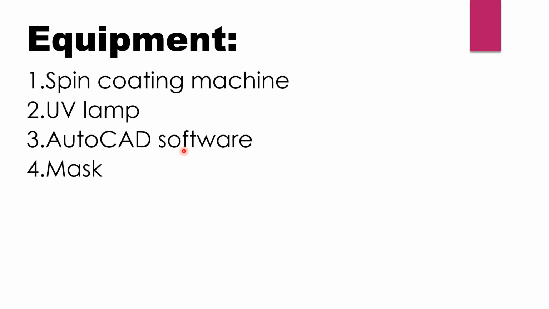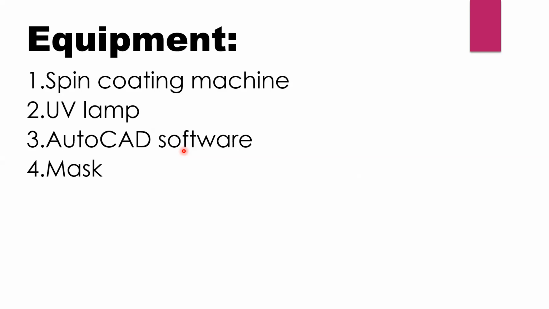And the last but not the least, the very important equipment which is being used in this particular photolithography is the mask. Now, I will try to define the mask. It is an opaque plate or film with transparent areas that allow light to shine through in a defined pattern. So already I've explained this previously, but I'm throwing some light on the mask again.